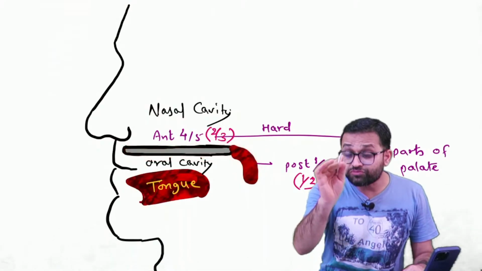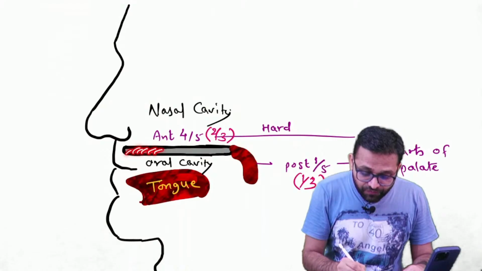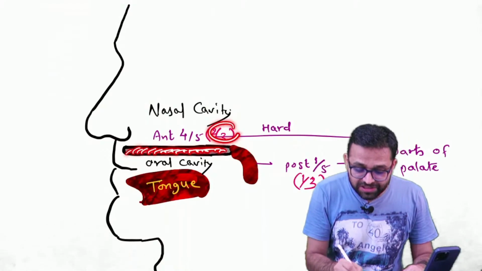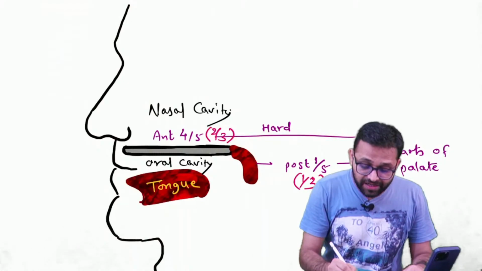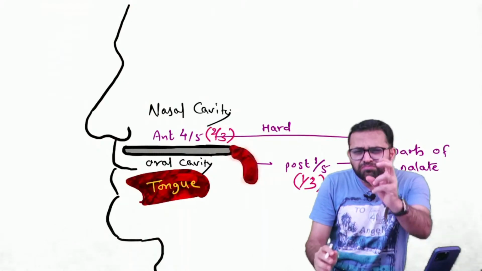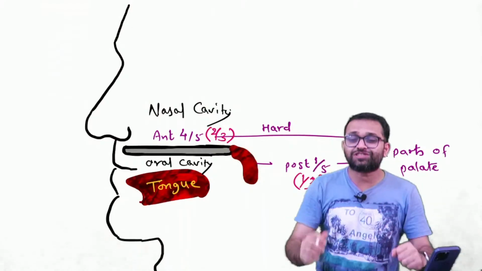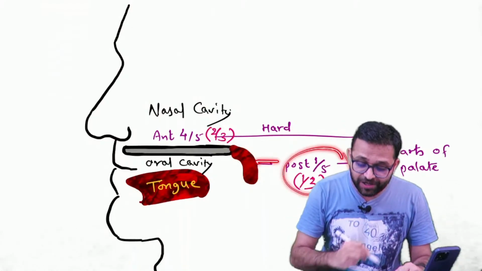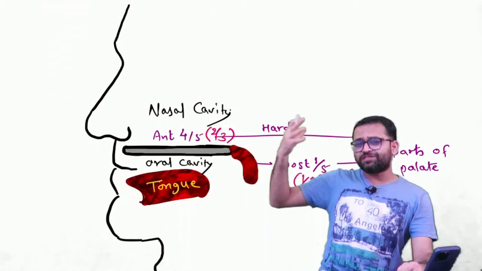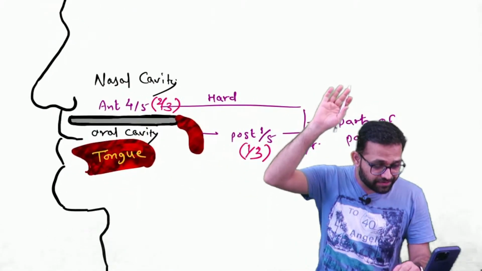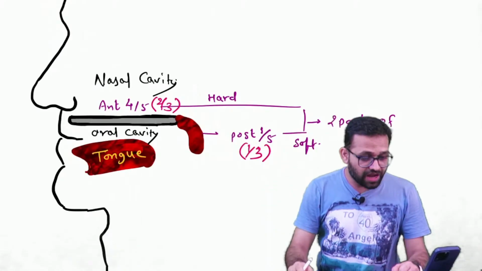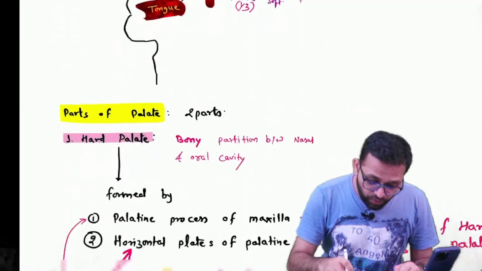Now the next point: anterior 4/5. Few books mention the anterior 2/3. That is the hard palate, and the posterior part, which has the muscles and the soft structure, is the soft palate. Posterior 1/5; few textbooks mention 1/3 also. So these are the two parts of the palate. Agree everybody? Getting the point? Now we are going to move to the next.